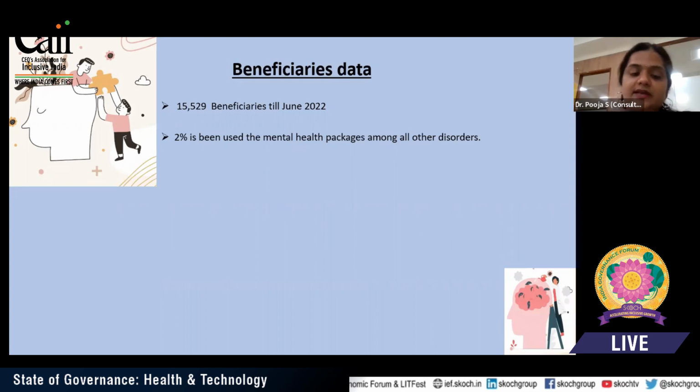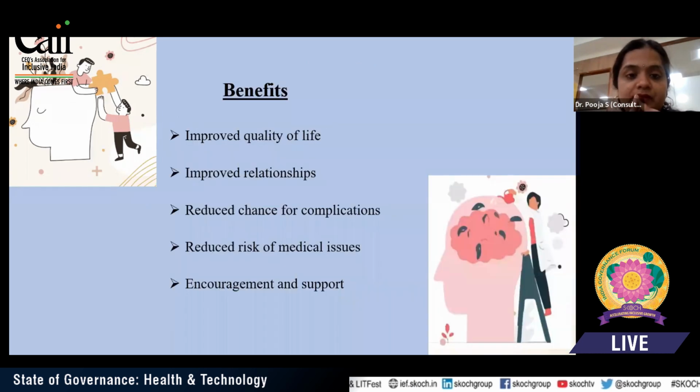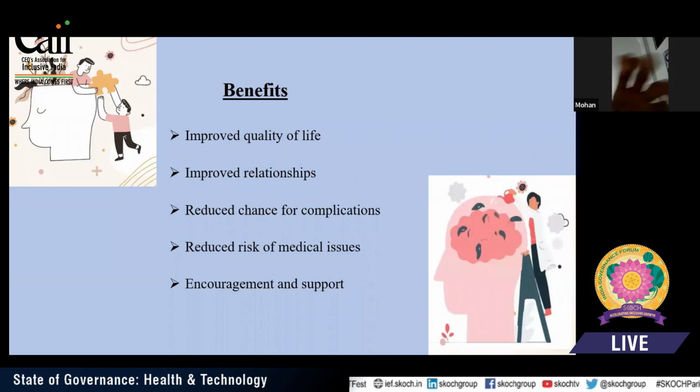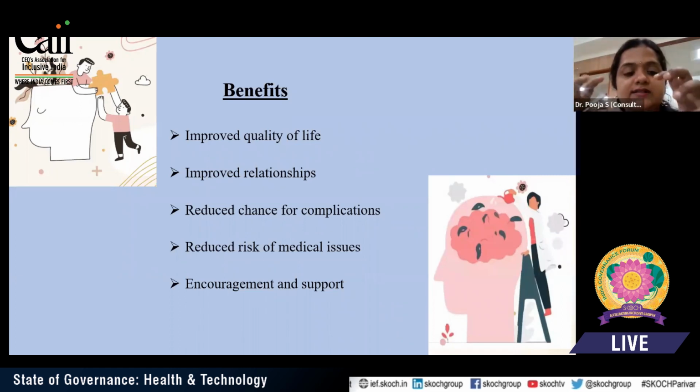And the overall percentage, approximately 2%, is being used for the mental health package among all other disorders. So coming to the benefit, as we follow the model created to implement mental health, it gives better health that will improve our quality of life, improve relationships, reduce the chance of complications, as well as reduce the risk of medical issues, with encouragement and support. Just as we have said, our scope is universal health coverage. This can be done by implementing this project.